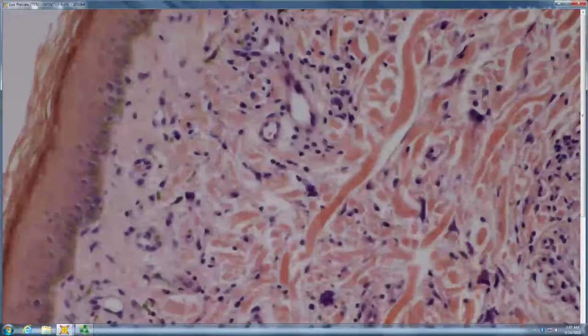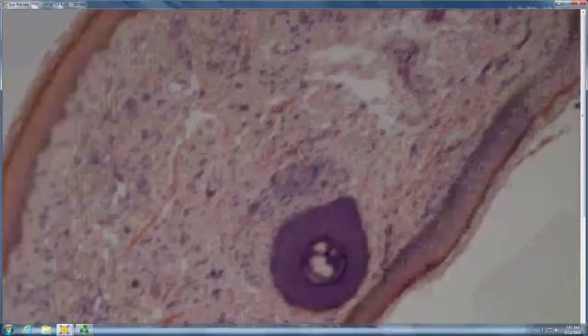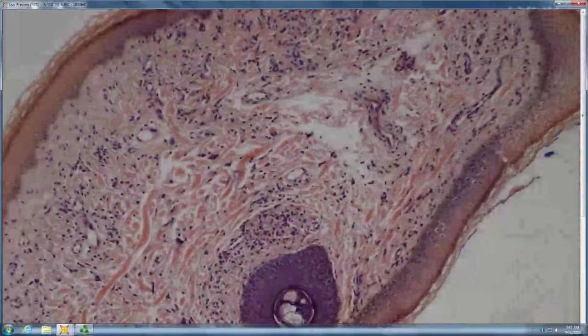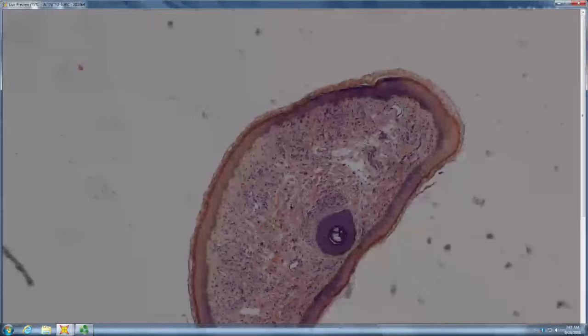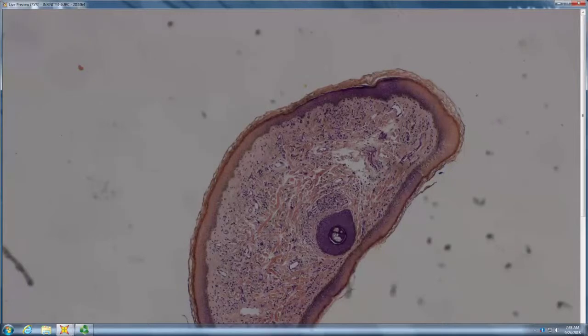Angiofibroma. So I'd go, yep, I would go with angiofibroma. And if there are multiple angiofibromas on this patient who had seizures and periungual angiofibromas, yeah, tuberous sclerosis.